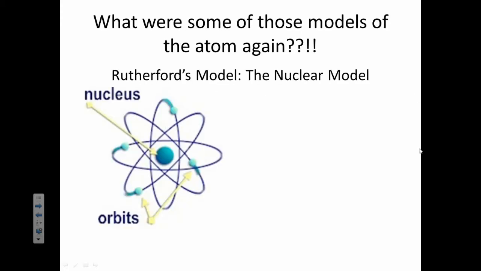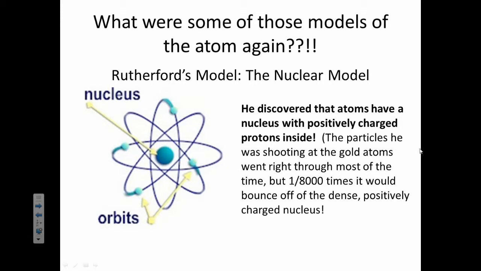Just to review some of the models of the atom, there was the nuclear model, which was Rutherford's model, and it was designed after the gold foil experiment, where alpha particles were shot at a very thin sheet of gold, and most of the time the particles went straight through because atoms are mostly empty space, but 1 out of 8,000 times it would bounce off the small, dense, positively charged nucleus.